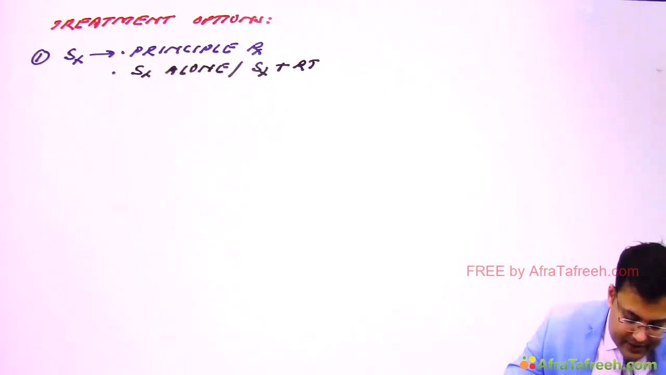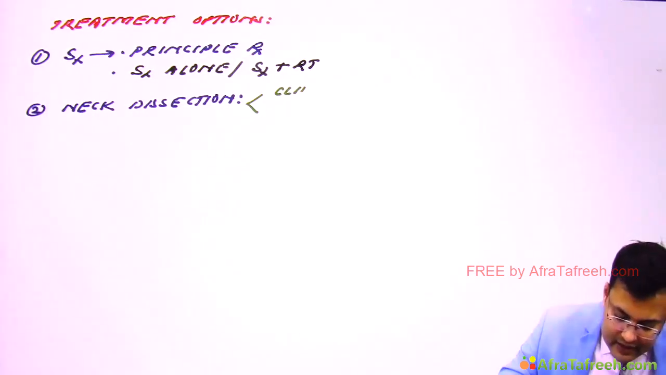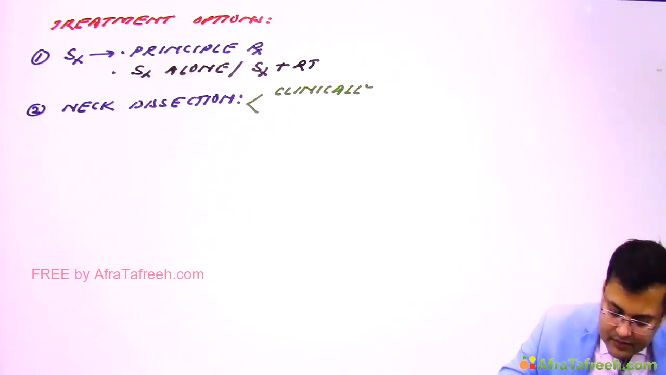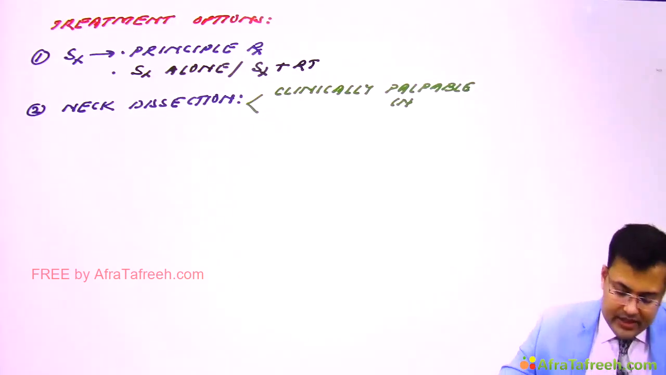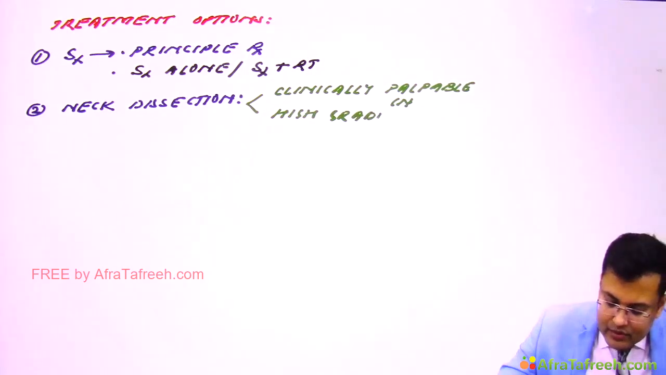Second treatment option is what? Neck dissection. So in which cases we are going to perform the neck dissection? Obviously, if there is clinically palpable lymph nodes, or patient is having high grade malignancy.